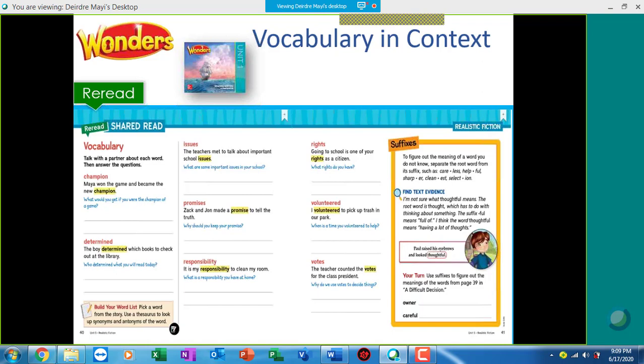On the page, students will see the vocabulary word, a sentence where the word is used meaningfully, and then they'll see a question. So here's an example. Champion. Maya won the game and became the new champion. What would you get if you were the champion of a game? And so the students might write, I would get a trophy if I were the champion, or I would win a prize if I were the champion.